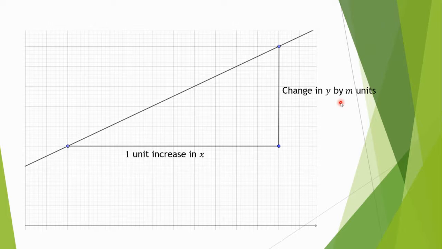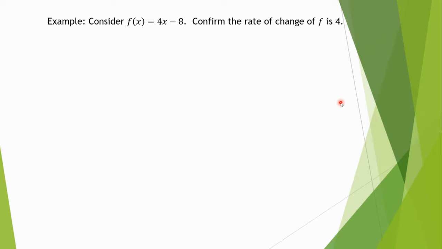Okay, so that's all fun. Now let's do an example. So let's consider this function, 4 times x minus 8. So what we want to do is basically confirm that the rate of change is 4. In other words, we want to confirm the slope is 4. I mean, you could probably tell just by looking at it if you think about the mx plus b, but let's actually do some calculations.